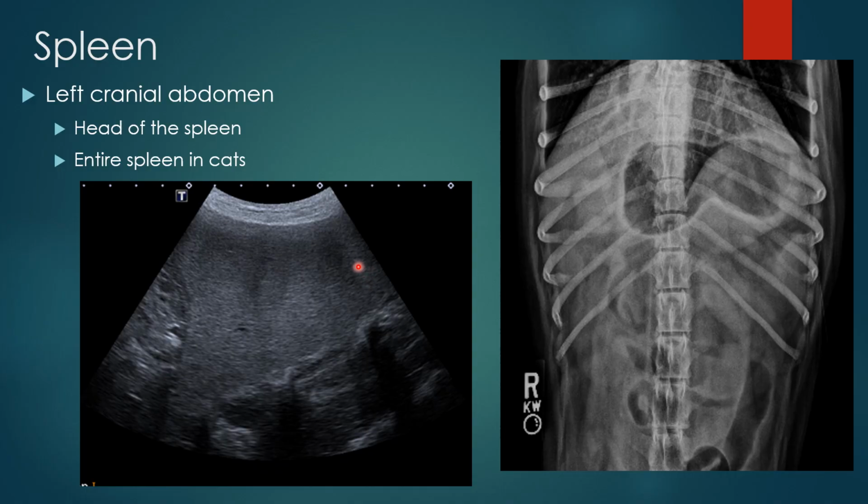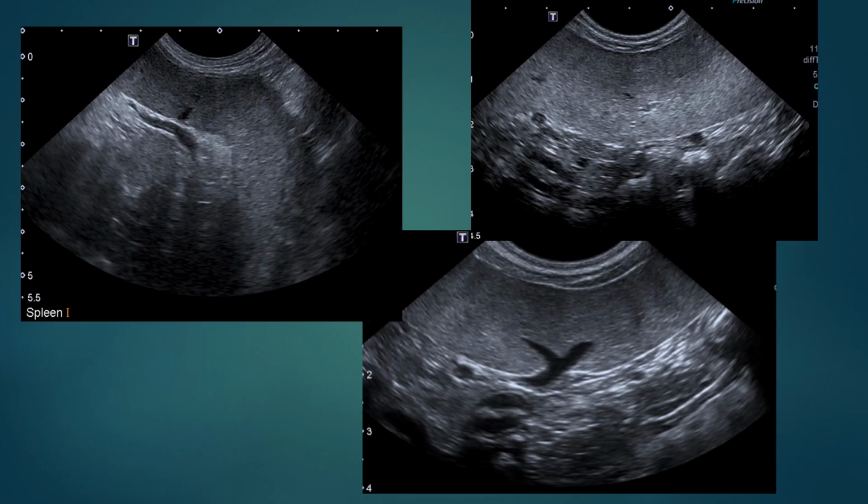Okay, so starting the spleen, start in the left cranial abdomen, a little bit caudal to that left liver, and you will also run into a little bit of left kidney here as far as landmarks. Here are some sample images. This is the splenic body and head more in a transverse view in a dog. If you rotate your probe, so this is going to be right and left, the spleen often looks kind of C-shaped, again, in the dog.